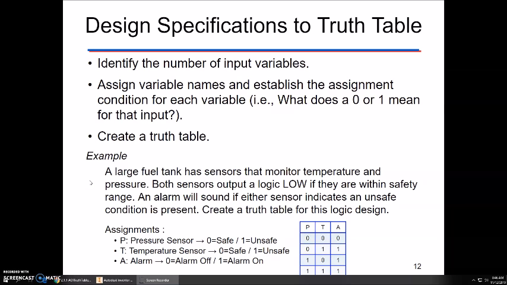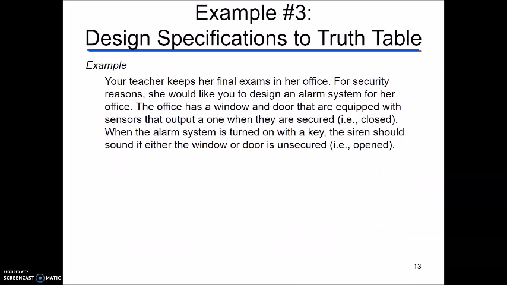So we can establish our truth table by going, okay, if P is 0 and T is 0, the alarm does not come on. If P is a 0, T is a 1, the alarm needs to come on. If P is 1, T is 0, alarm comes on, and obviously if both inputs are indicating high, then they both come on. So that's how we take our information from a word problem, turn it into a formatted statement, and then create a truth table from that.